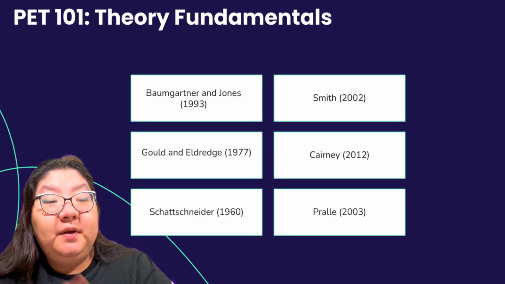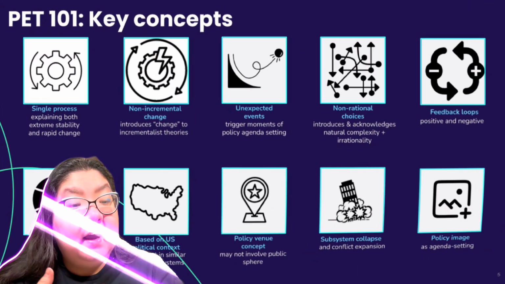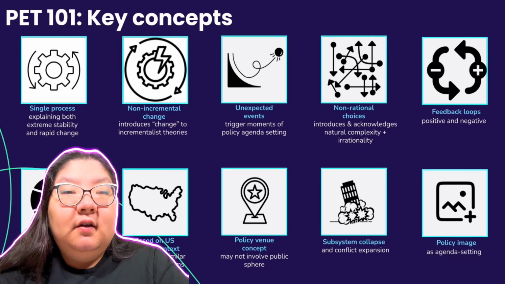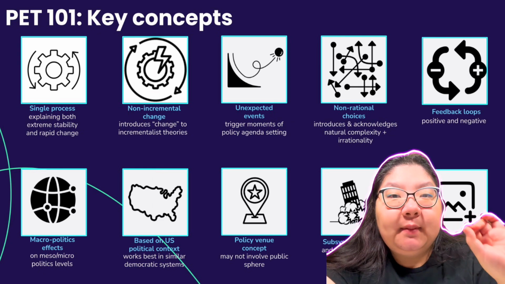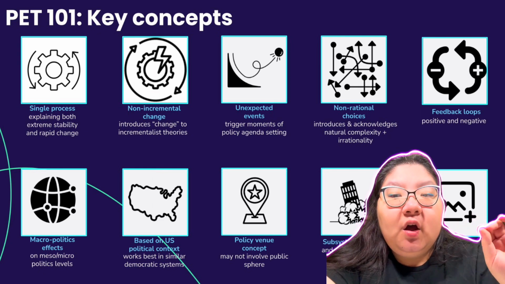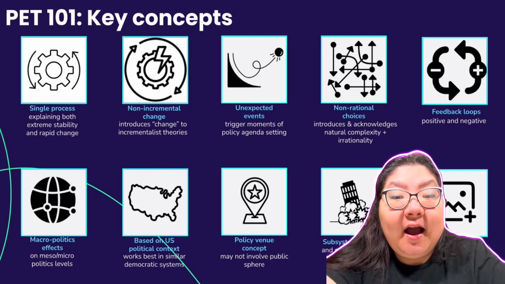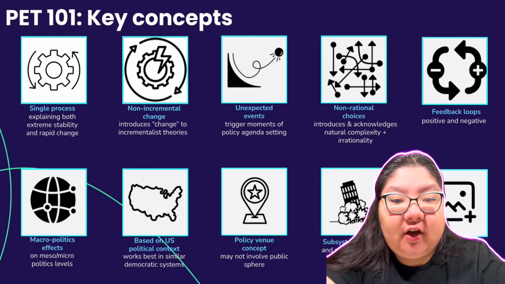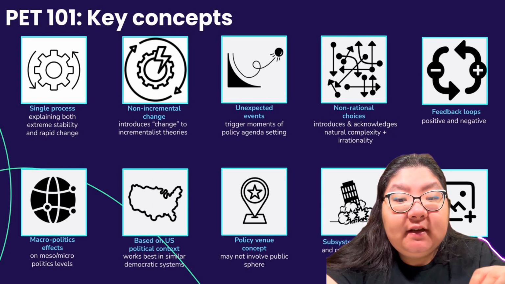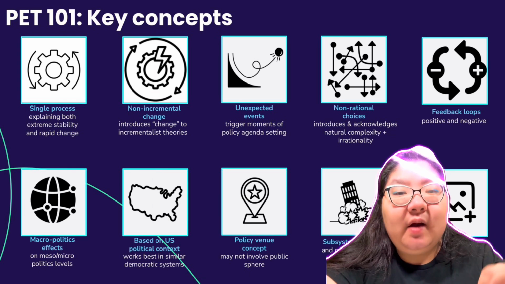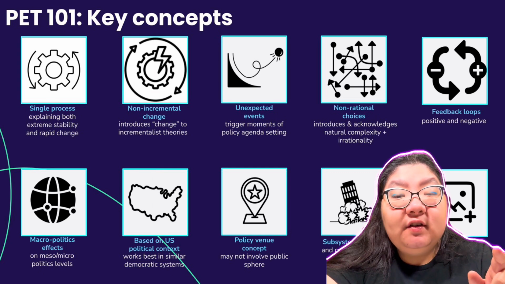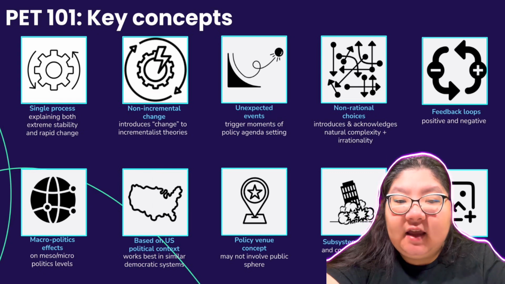So what are PET's key concepts? Well, I'll take you through what we think they are. The first is that it is a single process that explains extreme stability, which manifests as a status quo bias, and short bursts of rapid change. So this theory offers an explanation for why stability in public policies and radical changes occur. And according to this theory, they derive from the same process.